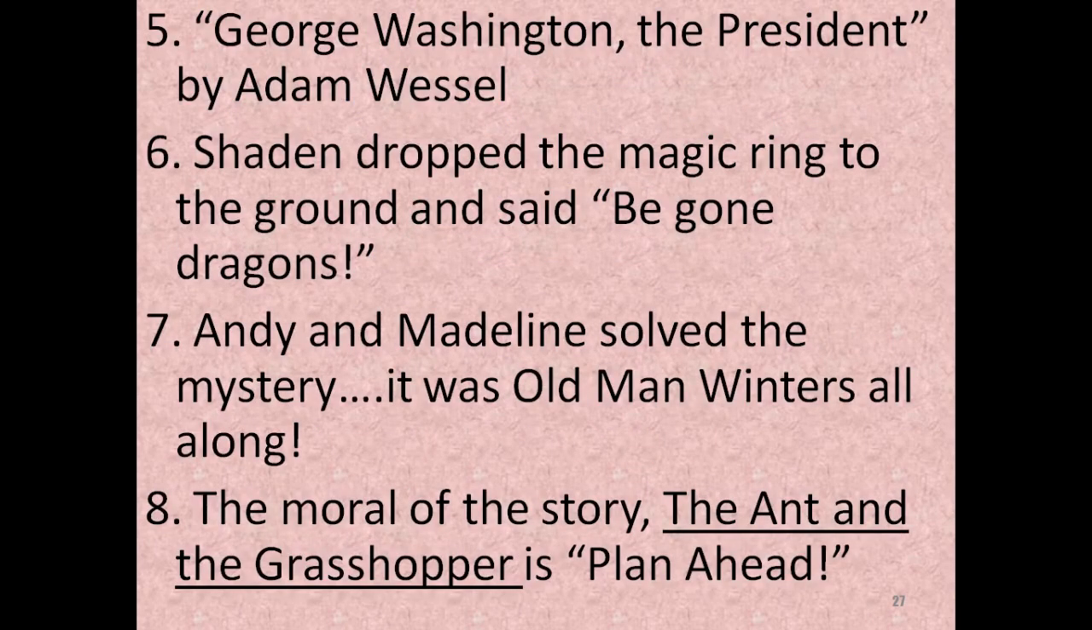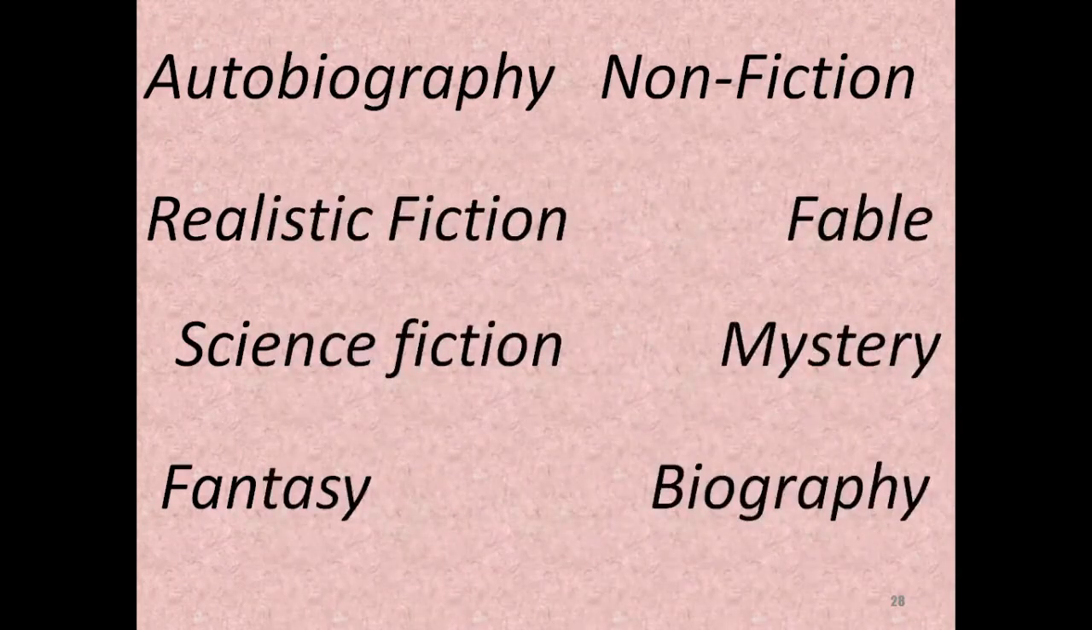Number 5, George Washington the President by Adam Weissel. 6, Shadon dropped the magic ring to the ground and said, "Be gone, dragons." 7, Andy and Madeline solved the mystery. It was Old Man Winters all along. 8, the moral of the story, The Ant and the Grasshopper, is plan ahead. So these are the choices. You have to give the correct choice for the above 8 examples.